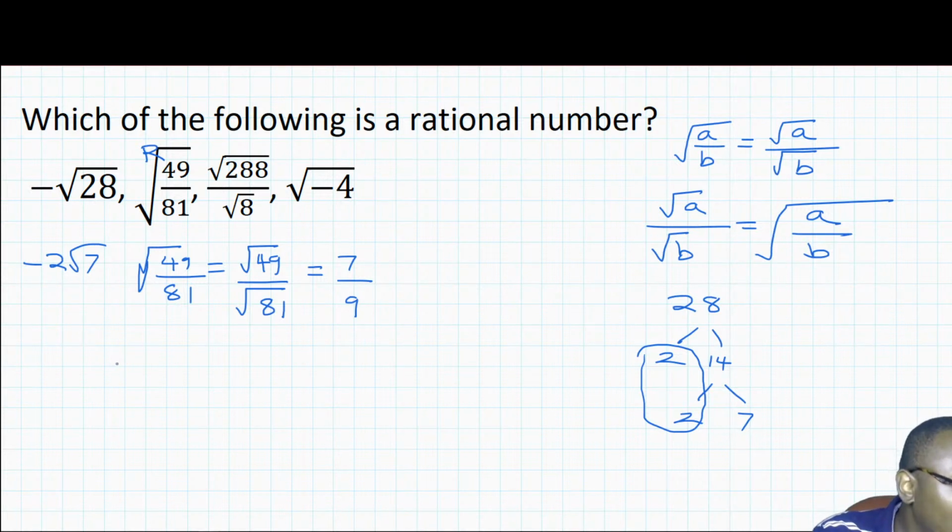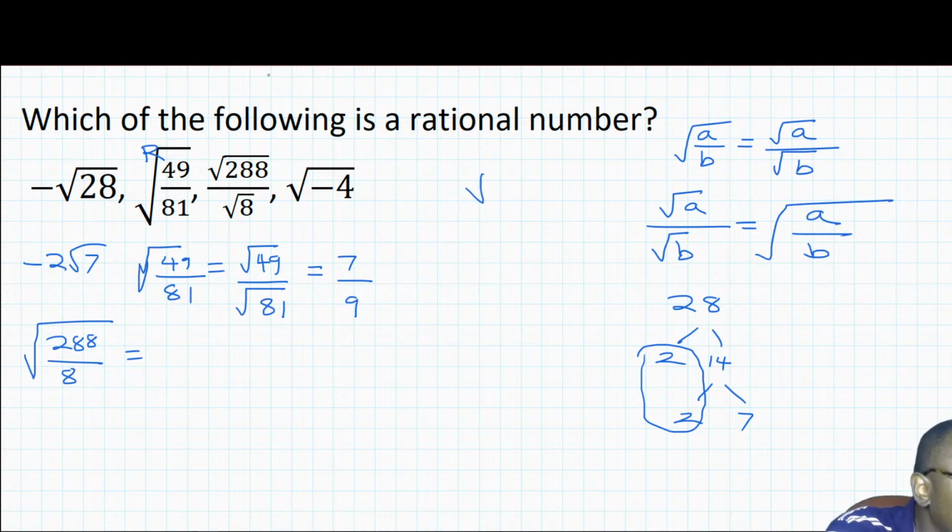Now let's go for the square root of 288 over 8. The square root of 288 over 8. So let's go ahead and find out what that is. Let's find out what 288 divided by 8 is going to give us.